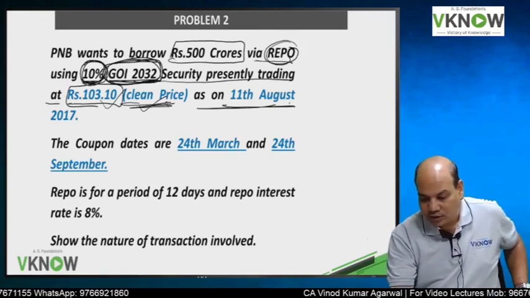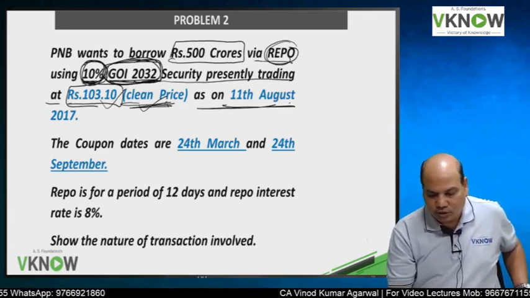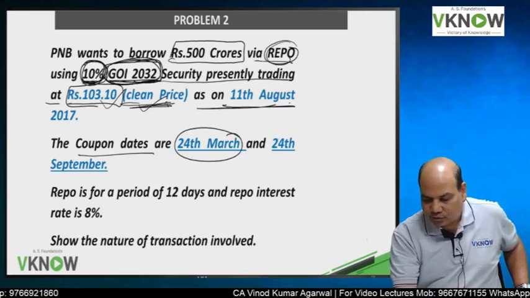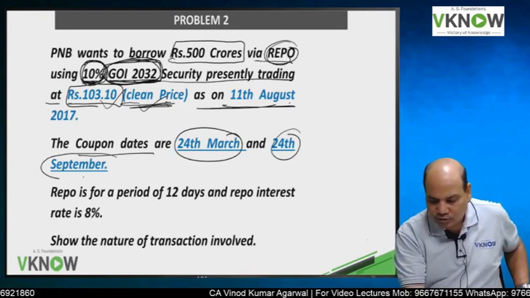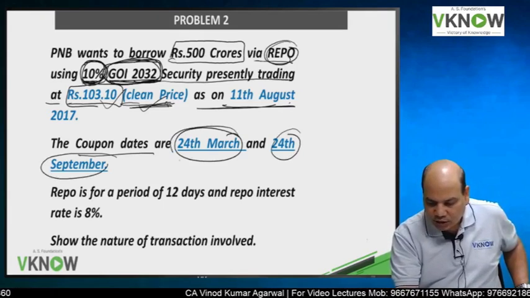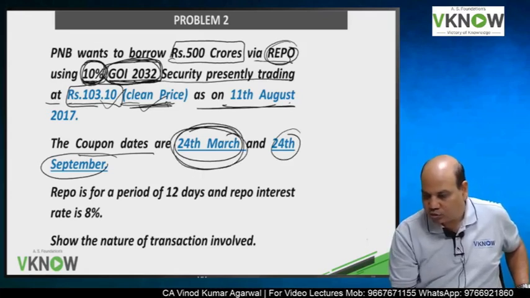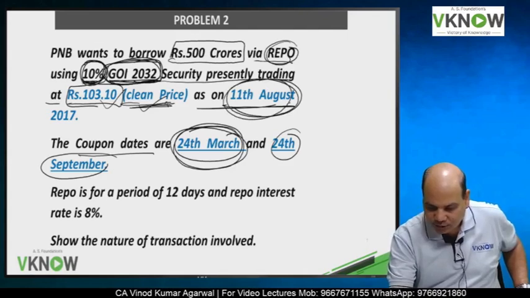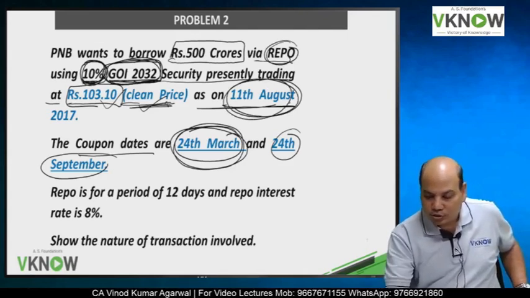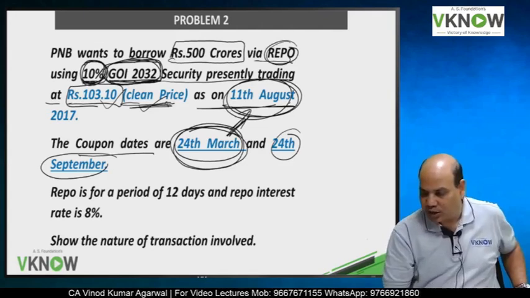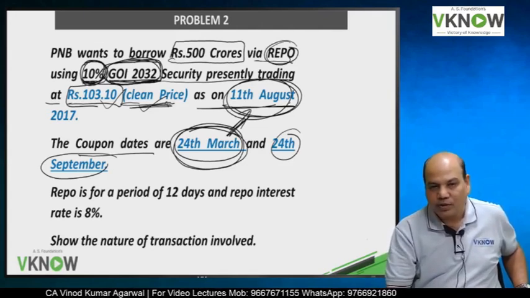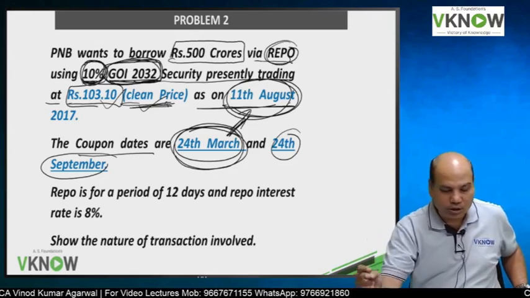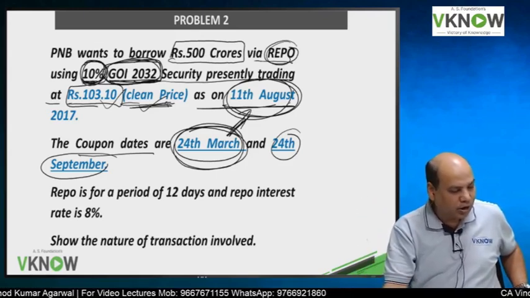And when was this transaction taking place? 11th August 2017. The coupon dates are 24th March and 24th September. So when was the last coupon paid? Last coupon was paid on 24th of March. When was the transaction happening? 11th of August. So in this problem, you have to calculate the number of days interest accrued, from 24th March to 11th August.